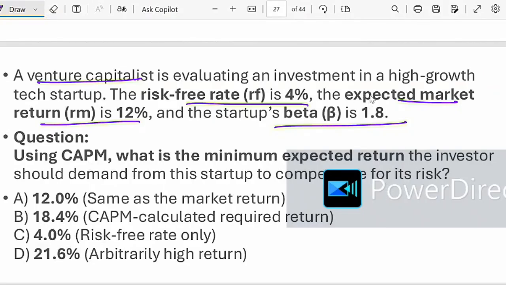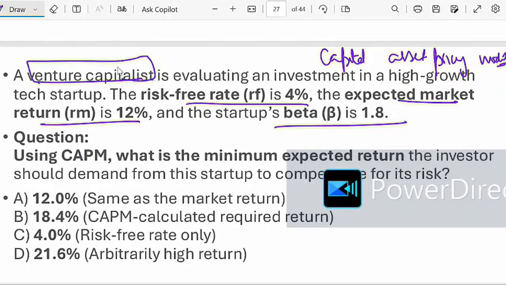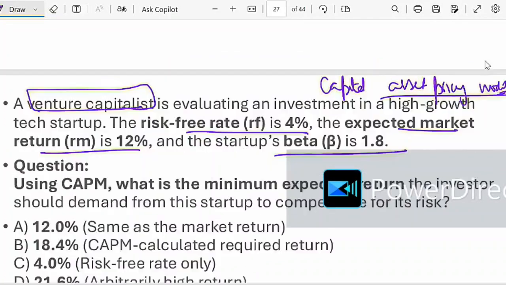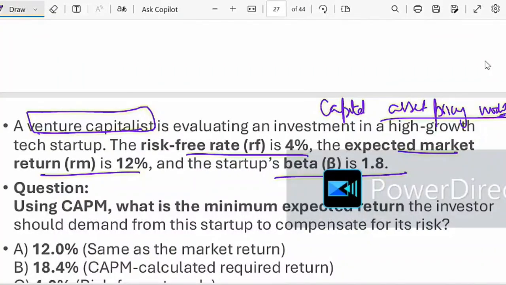So what is CAPM? CAPM is the capital asset pricing model. It helps investors answer this question: how much return should I expect for taking on the extra risk? This venture capitalist is taking the extra risk. So obviously, since they are taking extra risk, they should get the extra return, right? So CAPM tells the answer. Basically, there is a formula to calculate the CAPM.